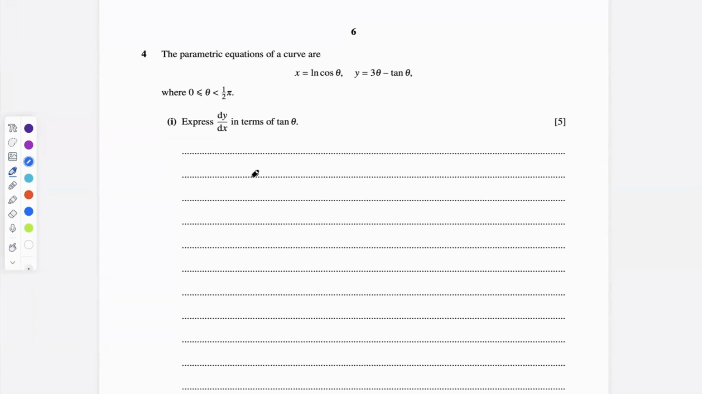Question 4: the parametric equations of a curve are x equals ln cos theta and y equals 3 theta minus tan theta. In part 1, we have to express dy/dx in terms of tan theta. So to find dy/dx, first we'll find dx/d theta.